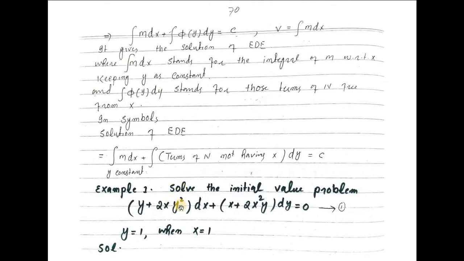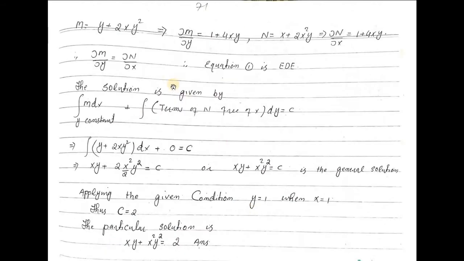In that equation, the first bracket is the value of m, the second bracket is the value of n. So this is m, and differentiating this equation with respect to y, this is the value. Now the value of n is equal to this one. Differentiate n with respect to x, so this is the value.